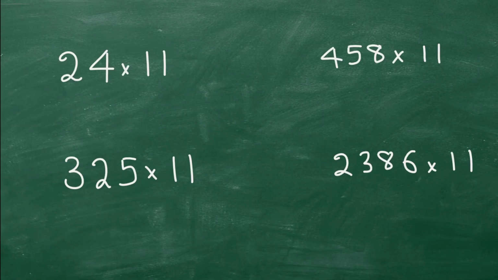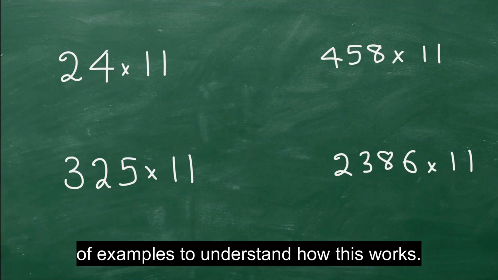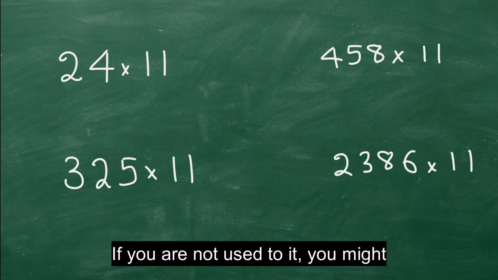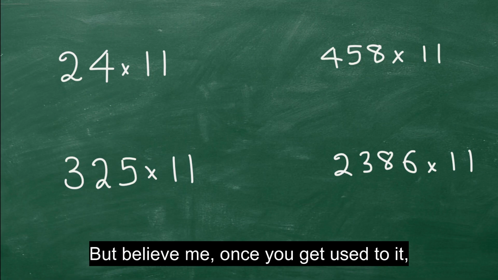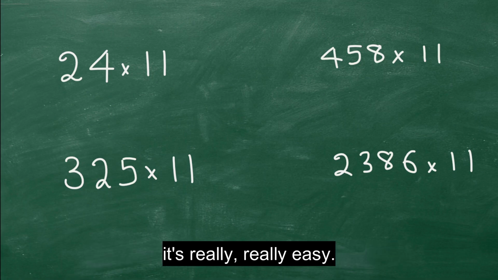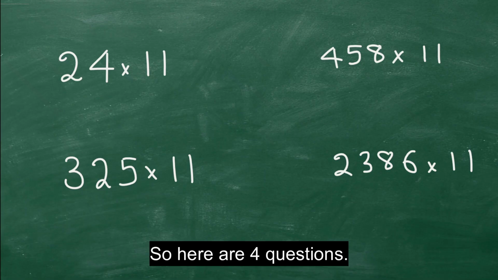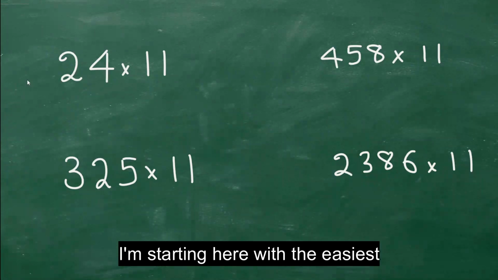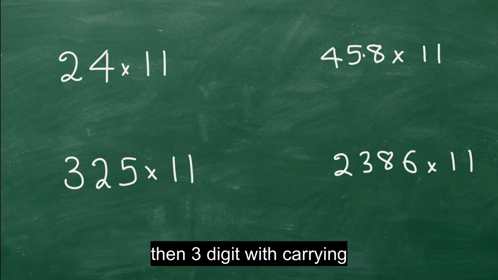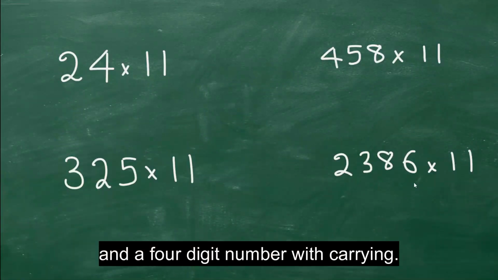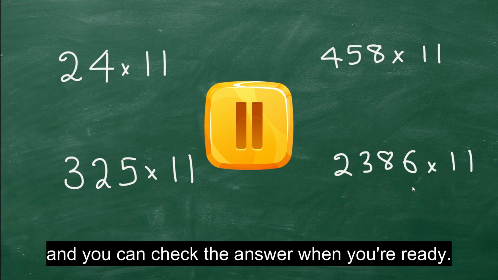Well, I think that's quite sufficient time and sufficient number of examples to understand how this works. It's a very useful technique. If you are not used to it, you might not find it very convenient to start with, but believe me, once you get used to it, it's really, really easy. So let's give it a try. So here are 4 questions. I'm starting here with the easiest question, the very easy type, then 3-digit, then 3-digit with carrying, and a 4-digit number with carrying. So pause the video, give this a try, and you can check the answer when you're ready.